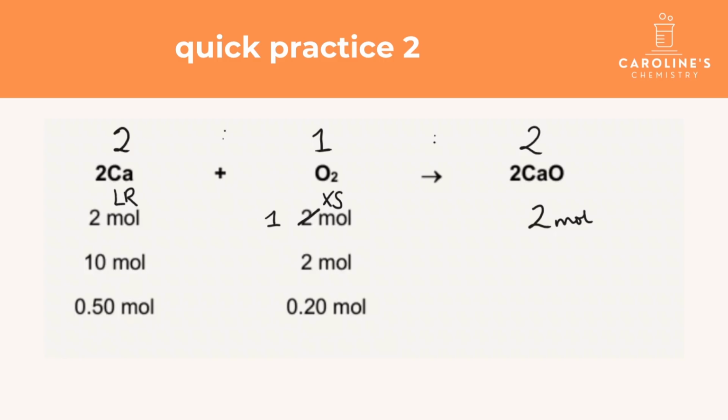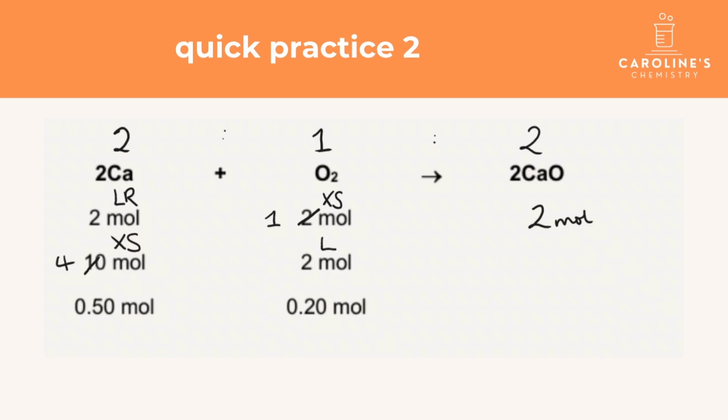Okay, next one. Here we now have 10 moles of the calcium, 2 moles of the oxygen. If we apply the 2 to 1 ratio, 10 moles of calcium will react with 5 moles of the oxygen. But we don't have 5 moles, we only have 2 moles. So instead, let's work the ratio the other way around. 2 moles of the oxygen will react with 4 moles of the calcium. Because we had 10, only 4 reacted, 6 are left over. That makes the calcium in excess.